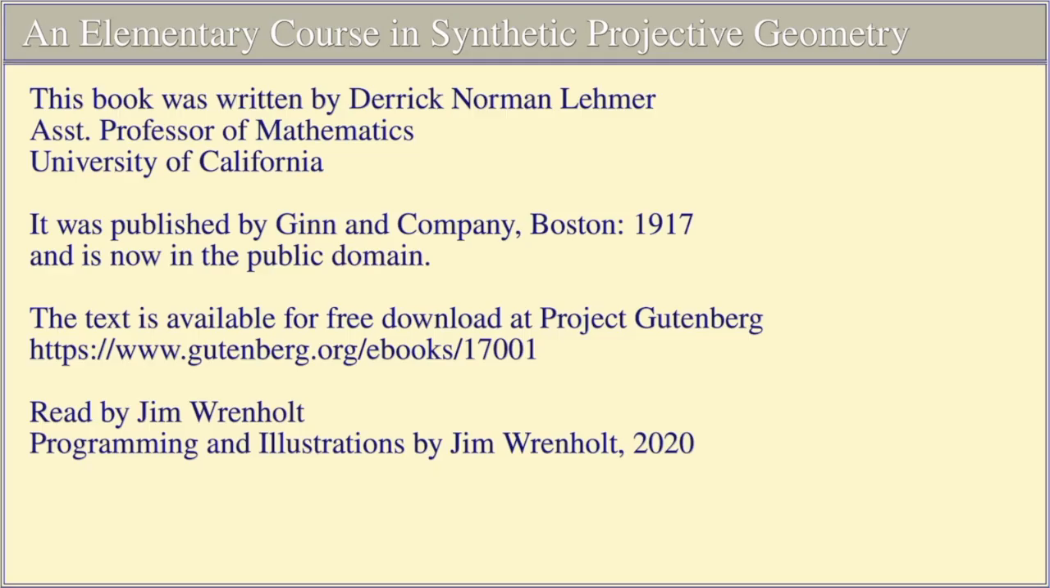An Elementary Course in Synthetic Projective Geometry. This book was written by Derrick Norman Lehmer, Assistant Professor of Mathematics, University of California. It was published by Ginn and Company, Boston, 1917, and is now in the public domain. The text is available for free download at Project Gutenberg, read by Jim Renholt.